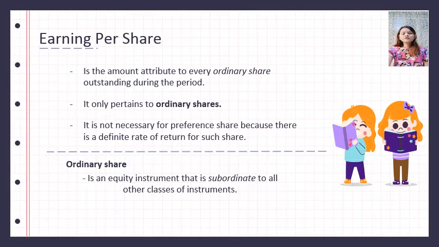So, ordinary share is an equity instrument that is subordinate to all other classes of instrument. Earnings per share is one of the most important variables for determining a company's share prices. A high earnings per share indicates that the company is more profitable and has more profits to distribute to his or her shareholders.